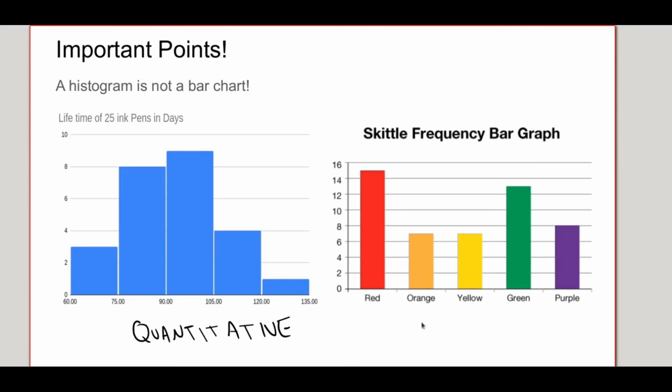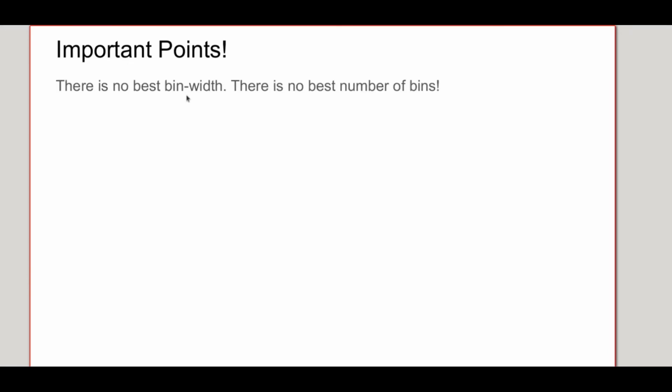By contrast, with a bar chart, we have categorical data. This means that these are broken into categories, but there's no particular order that is the correct order for these categories. So that's the difference between a histogram and a bar chart. Also notice that the histogram doesn't have gaps between the bars. If we had some unrepresented value here, there would be a gap and it would indicate that there were no data points there. Another important point is that there's no best bin width.